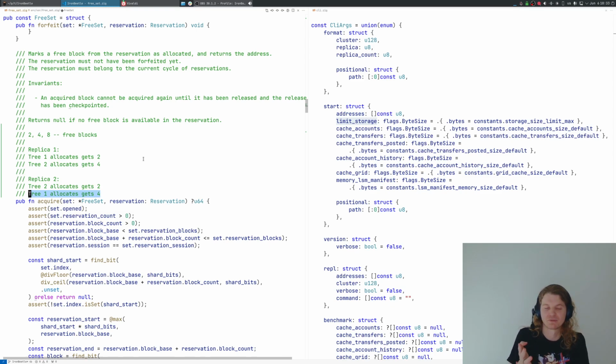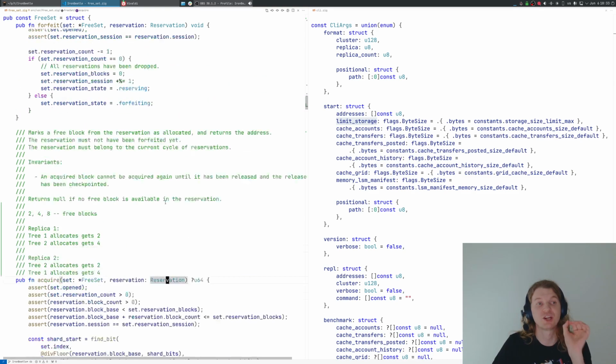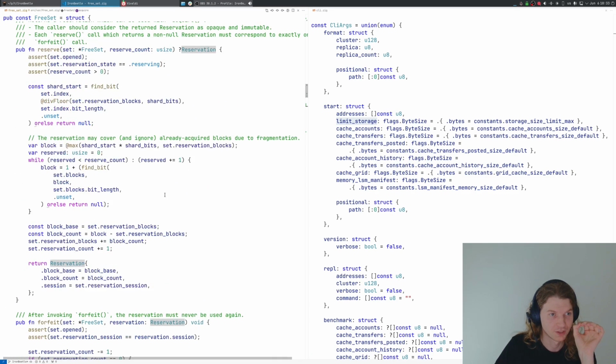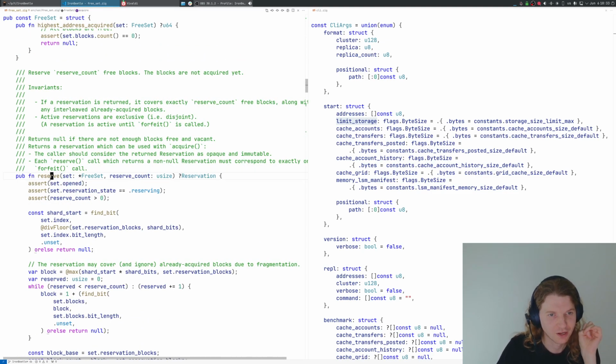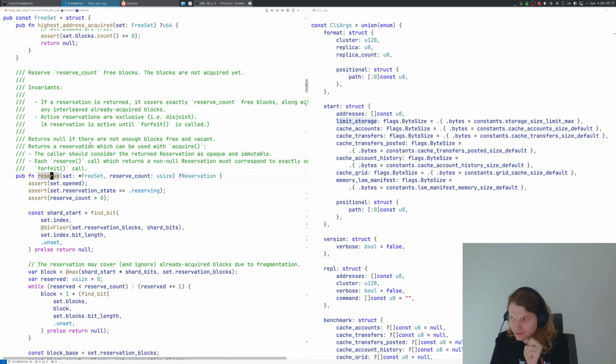And we don't want that. We want to have determinism. So this is where this reservation thing comes from. Before you can allocate blocks from disk, you need to reserve blocks.